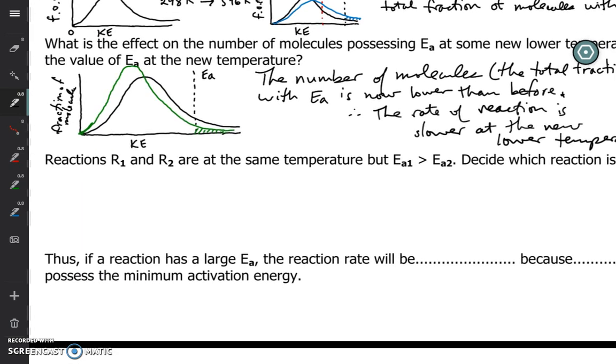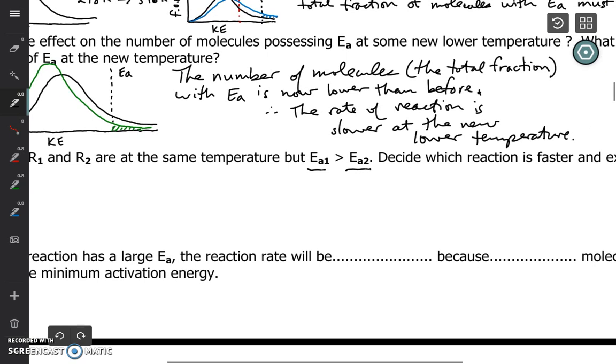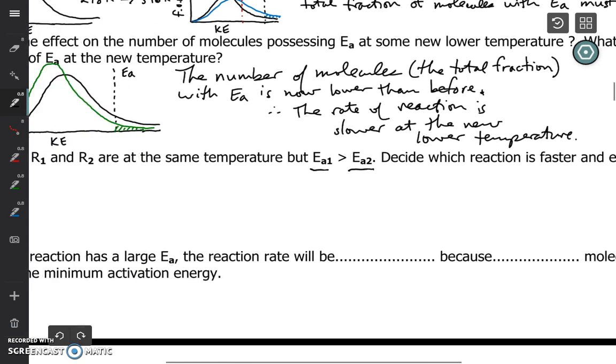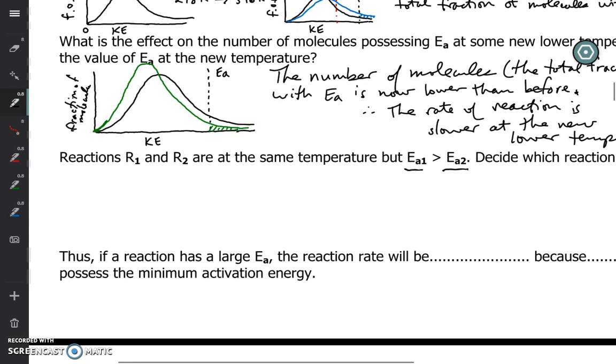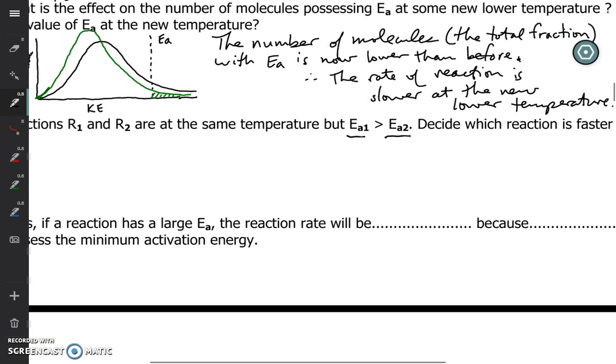Final question then, we've got two reactions, R1, R2. They're at the same temperature, but the activation energy of reaction 1, so we'll call that EA1, is greater than EA2. Decide which reaction is faster and explain why. So I'd like for you to draw a Maxwell-Boltzmann distribution curve for both reactions 1 and 2. Label the EAs of reactions 1 and 2, and answer the question.